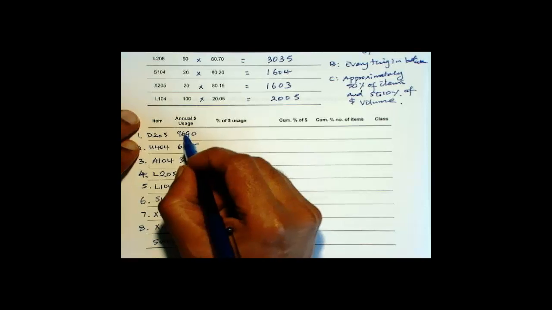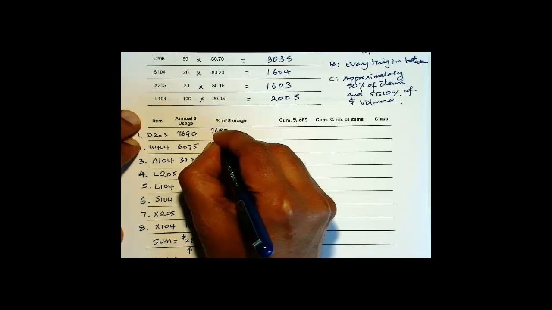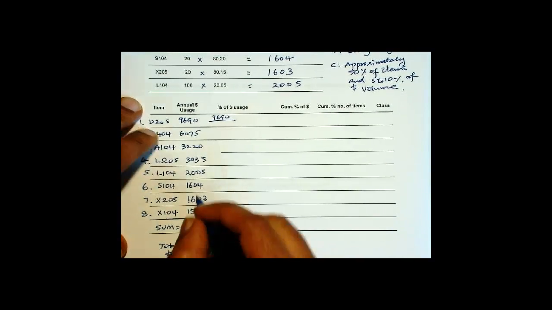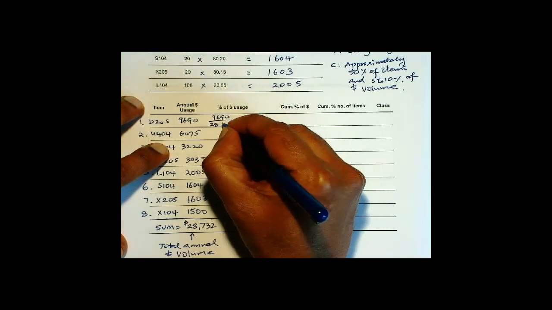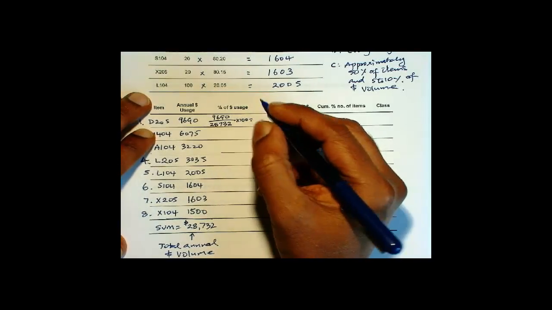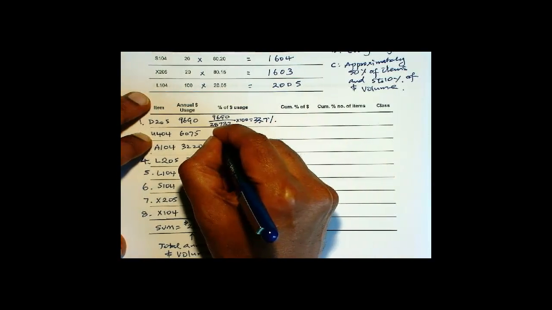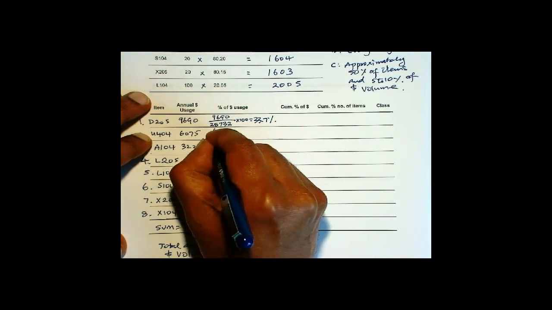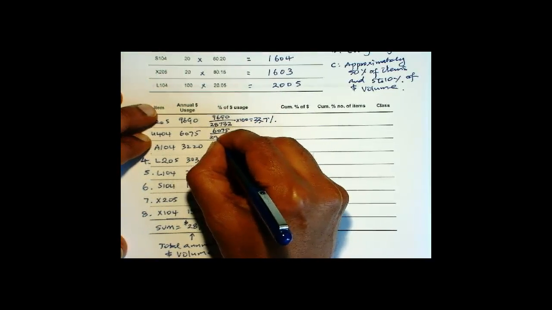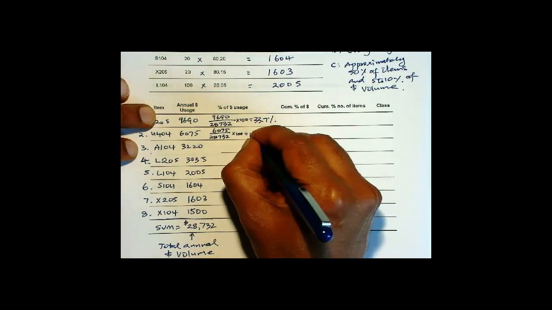How do we compute percentage of dollar usage? Well, we take each dollar value, so 9690, and divide by the total dollar volume, which is 28,732, and then you multiply by 100 to convert it into a percentage. So that will be 33.7%. We do the same thing here: 6075 divided by the total dollar volume, 28,732, times 100 will give you 21.1%.